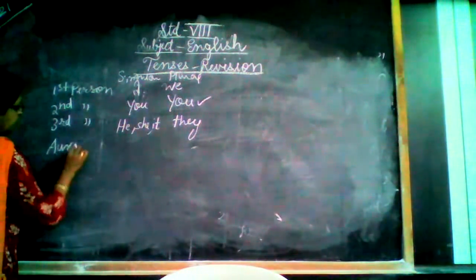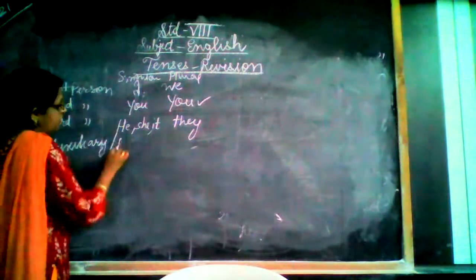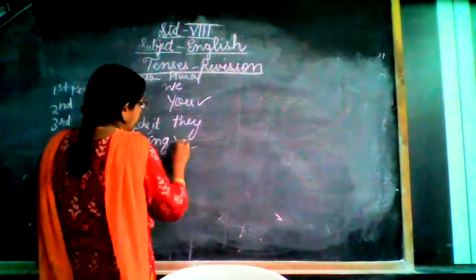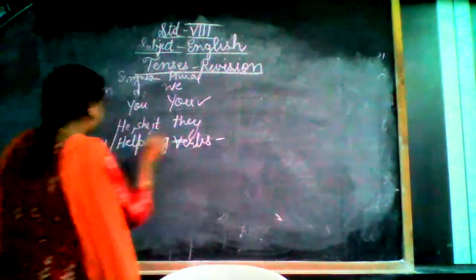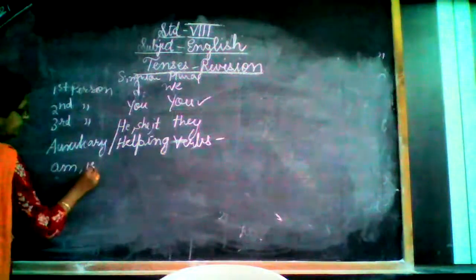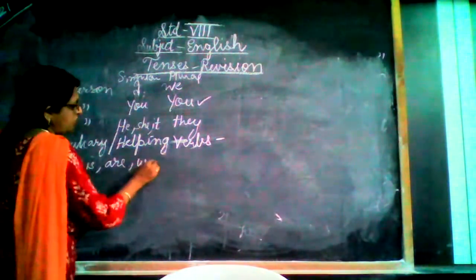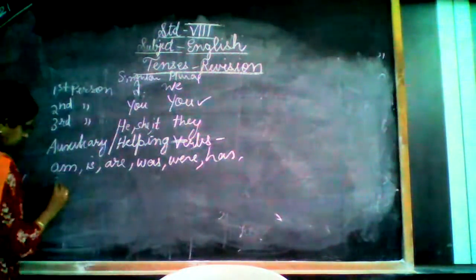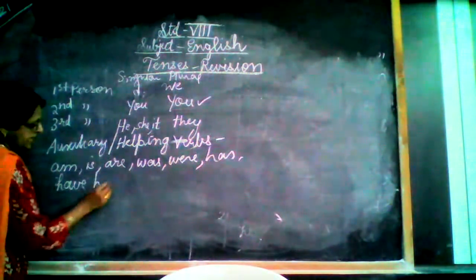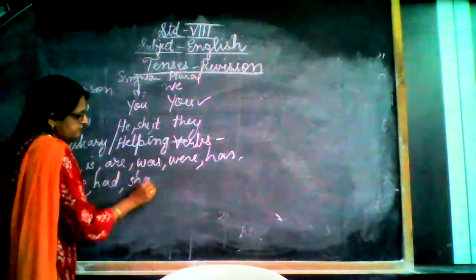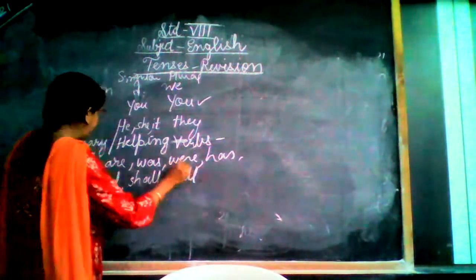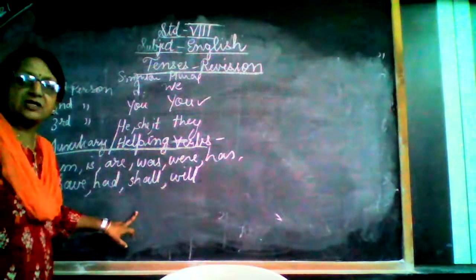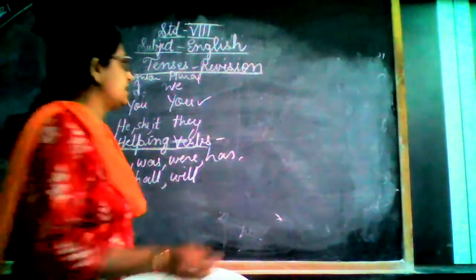Then the auxiliary verbs, or helping verbs, which we will need in the tenses. They are am, is, are, was, were, has, have, had, shall. These are our auxiliary or helping verbs. We have done the second topic before dealing with the tenses.